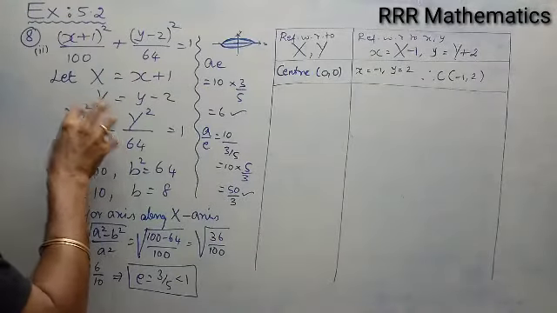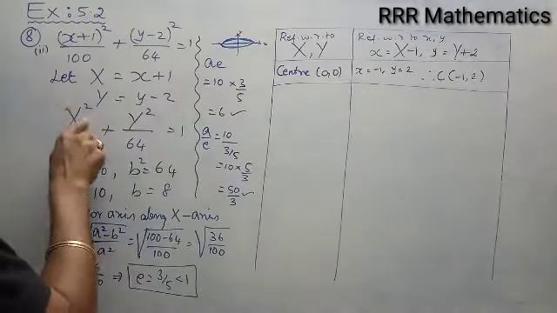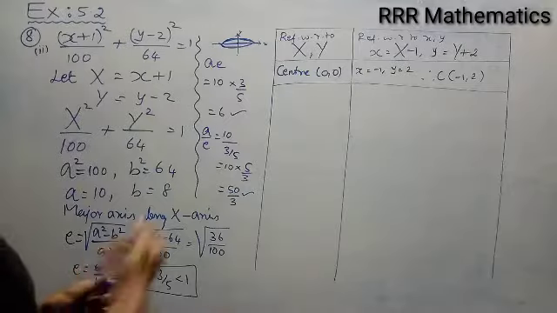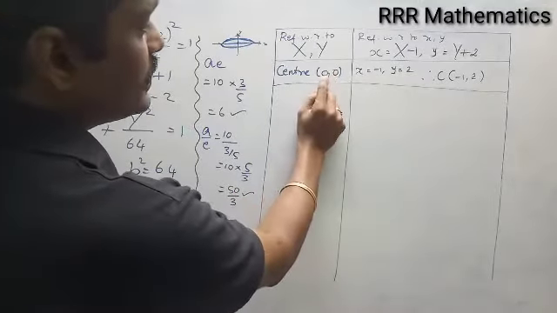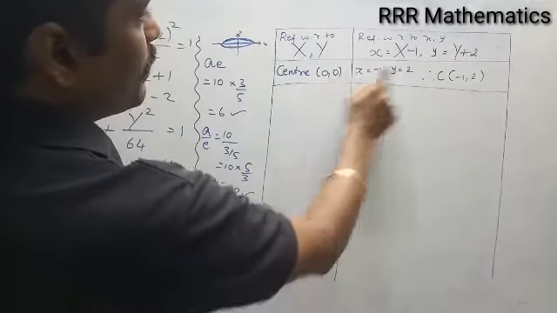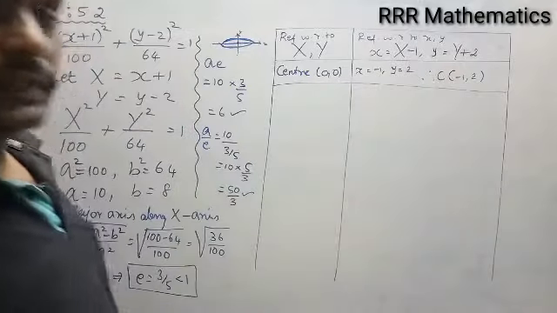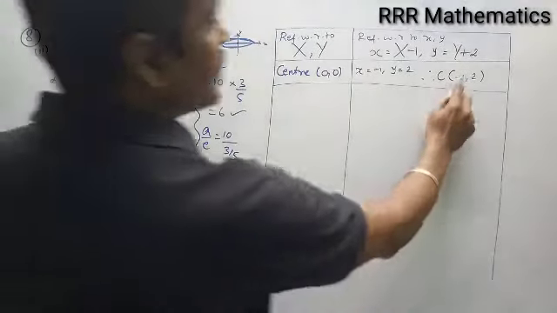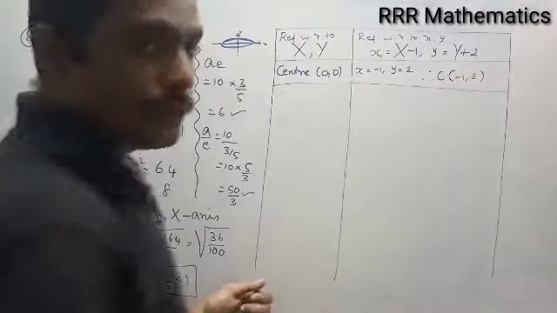first we want to find out the center with respect to capital X, capital Y. In this case, the standard equation, therefore the center will be 0, 0. After replacing capital X as 0 and capital Y as 0 here, you will get the center with respect to small x, small y. That is what the given equation. We will get the center as minus 1, 2.